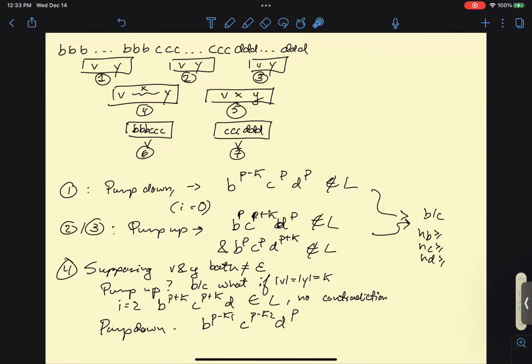Yes, but I'm saying if one of them is 0, then it just reduces to a previous case. But yes, you're right. So I'm just supposing here that the lengths of V and Y are both not 0, because otherwise it would just be case 1, 2, or 3.